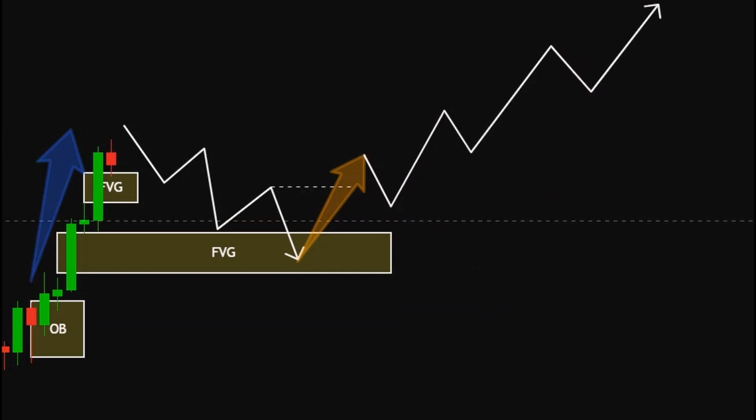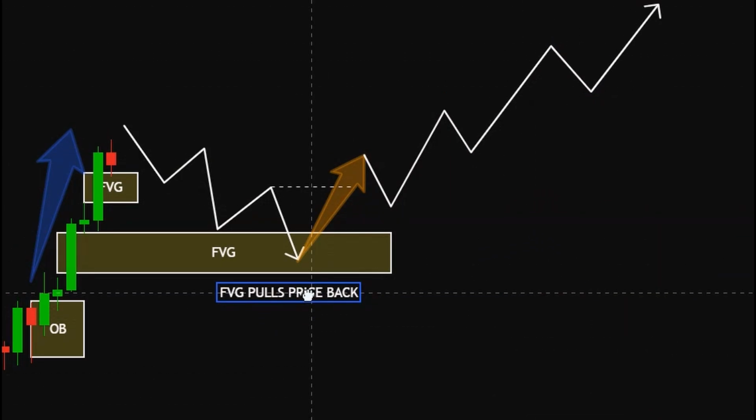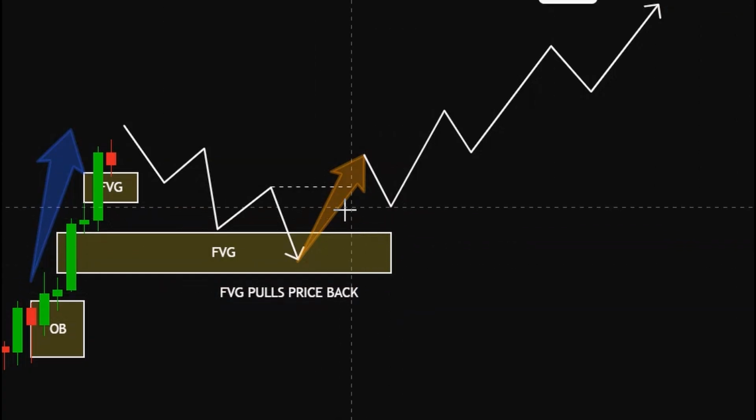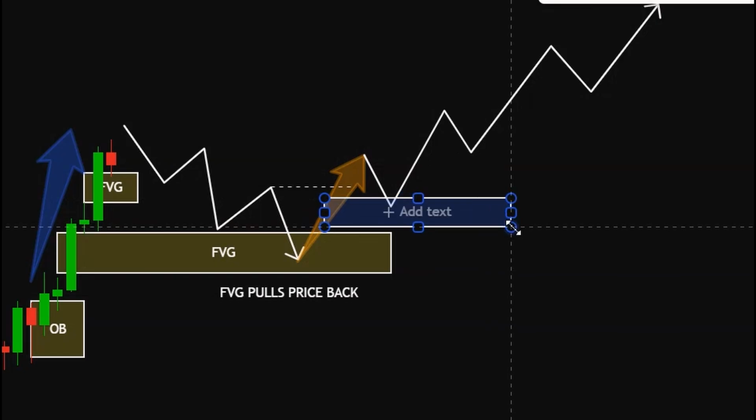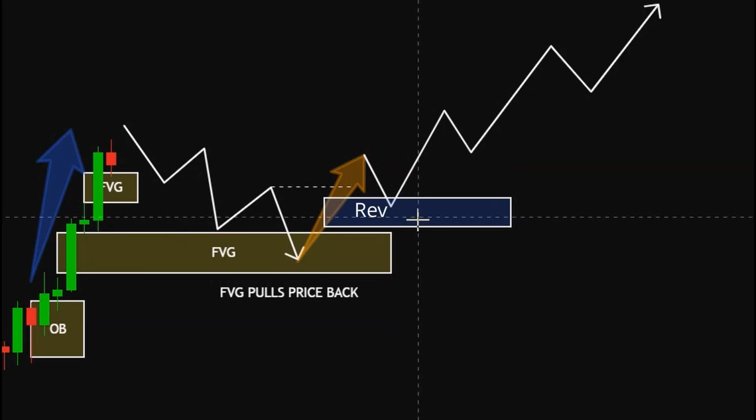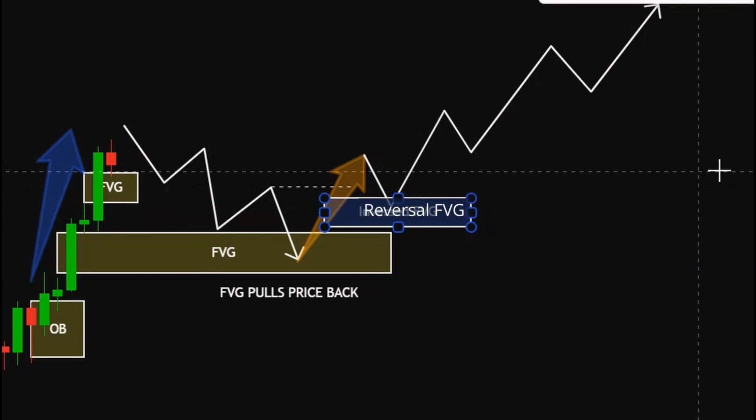So, a normal FVG? It's like a magnet. It pulls price back in to fill the inefficiency, right? But the reversal fair value gap flips the whole idea. The market basically says, we're done filling this gap the usual way, now we're flipping the script entirely.